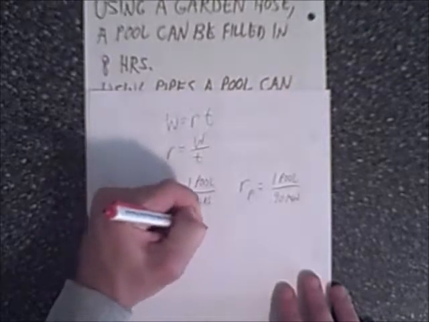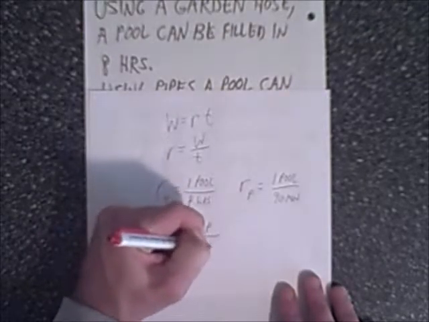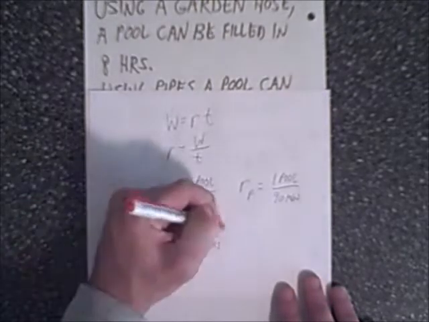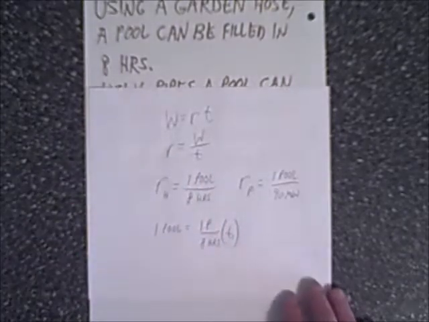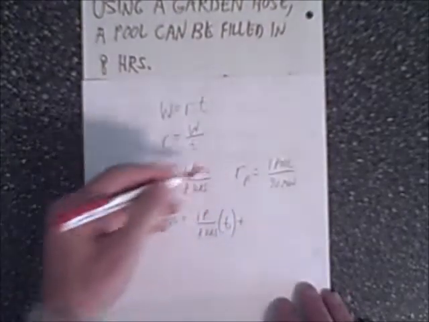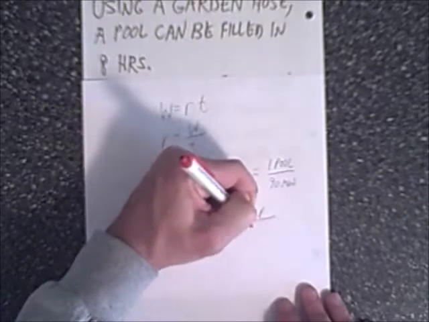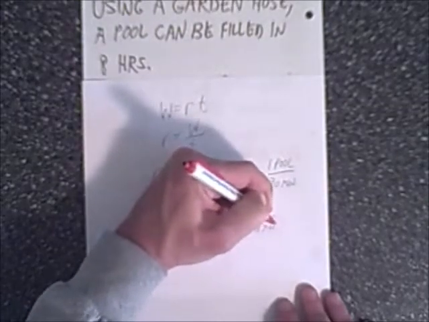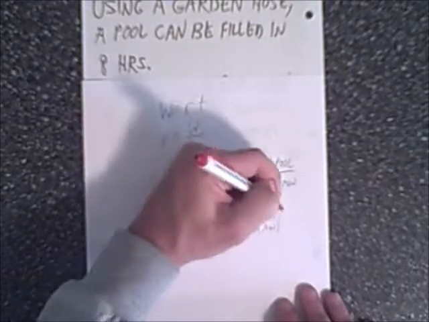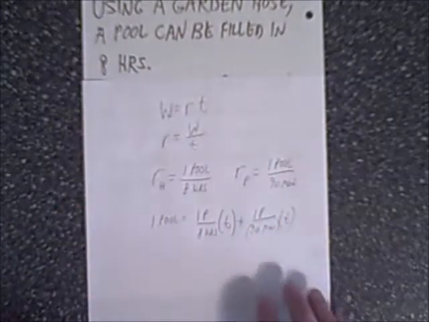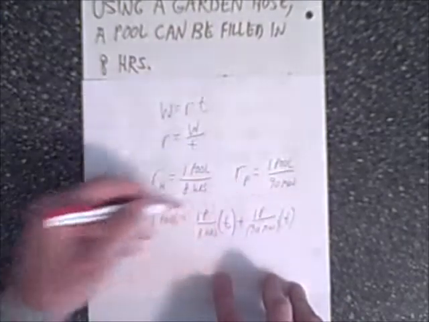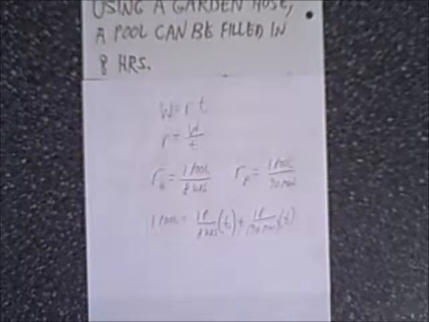Okay, so it's one pool per 8 hours times the time that it's filling up, plus the rate of the pipes, which will be one pool per 90 minutes times the time. And here's our equation. We need to solve for t. Okay, so how do we go about doing that?